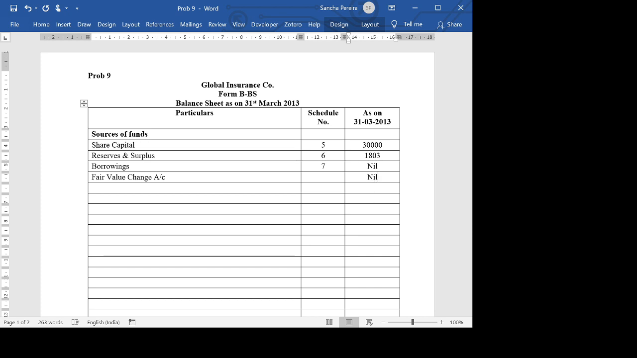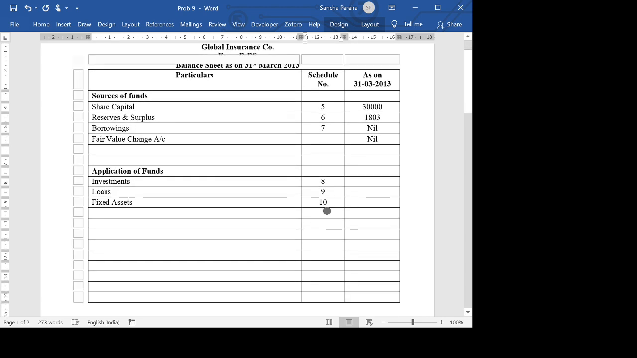So then we move on to the applications. Application of funds. Under that we start with investments, loans and fixed assets. So these are 8, 9, 10.